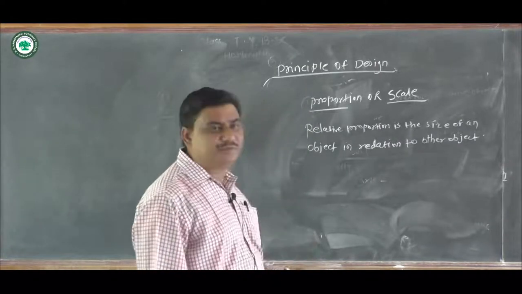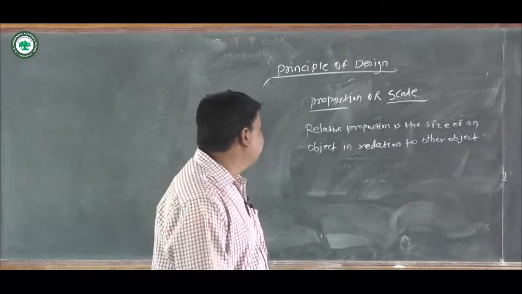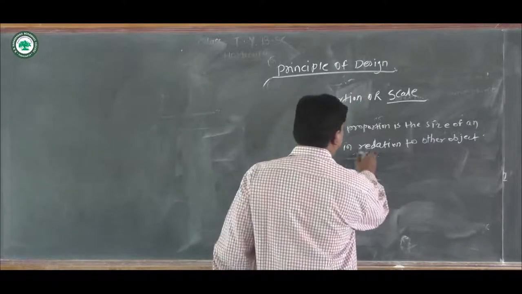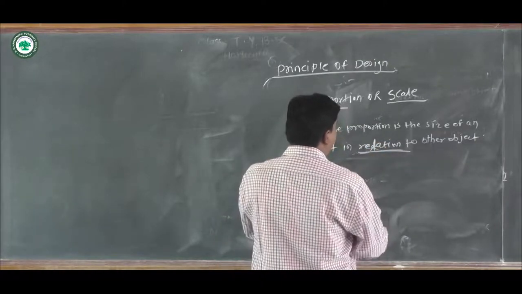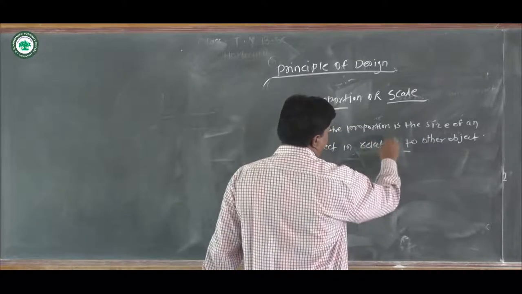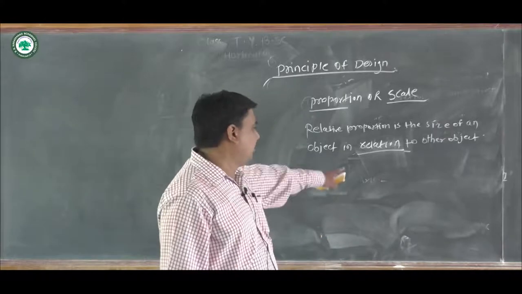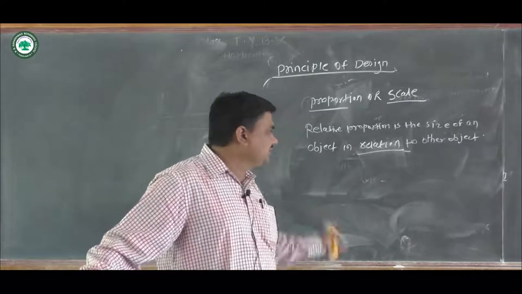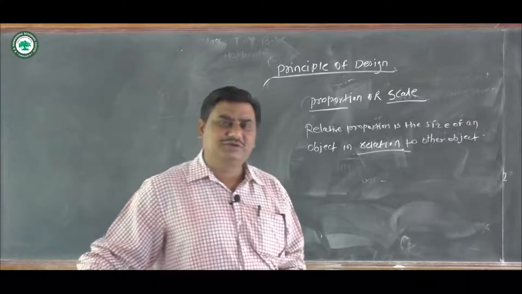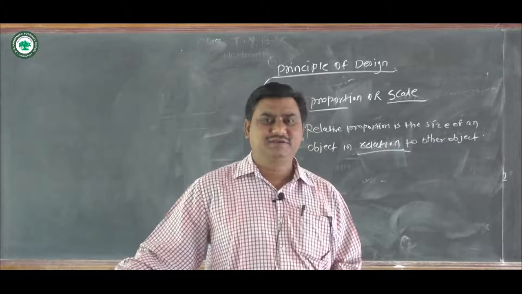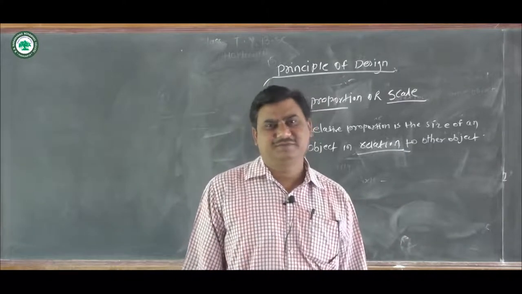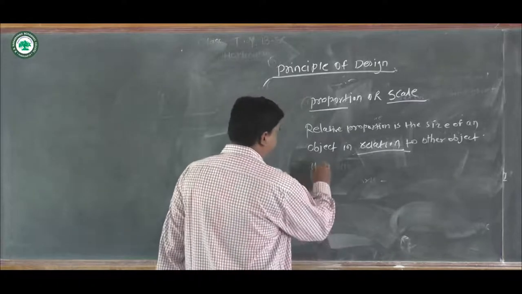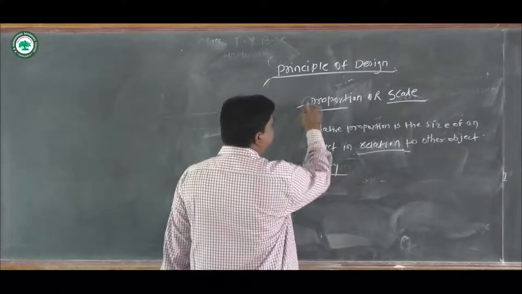Relative proportion, what is relative proportion? It is the size of an object in relation to the other object. Absolute proportion is the scale or size of an object, and this is calculated on the human image or human size. Okay, then there is the unity. This one is the proportion of scale.